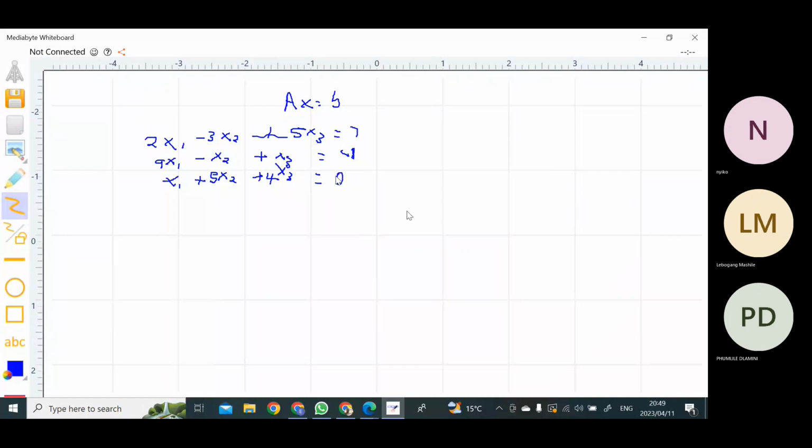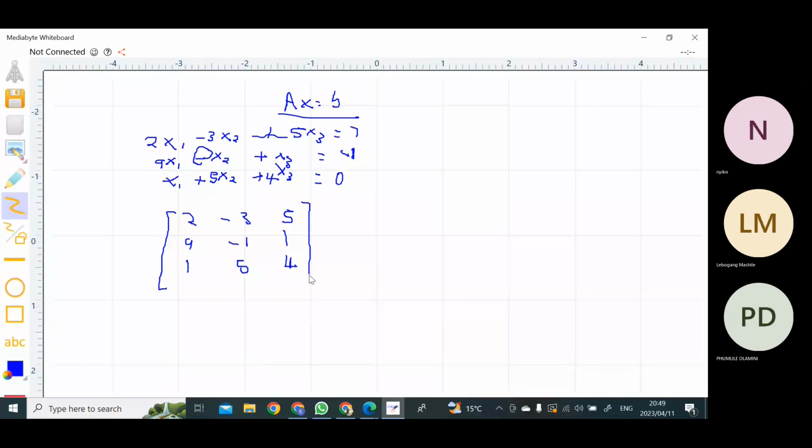So now when we have to write it in this format, we're first going to write the block for A. You just put the coefficients only: 2, minus 3, and 5. Then 9, minus 1, and 1. Then we write 1, 5, and 4.